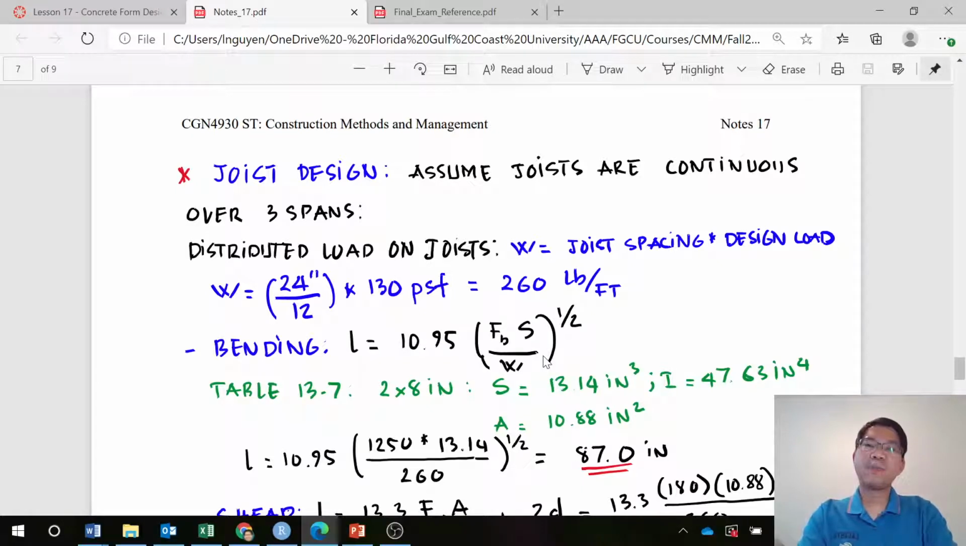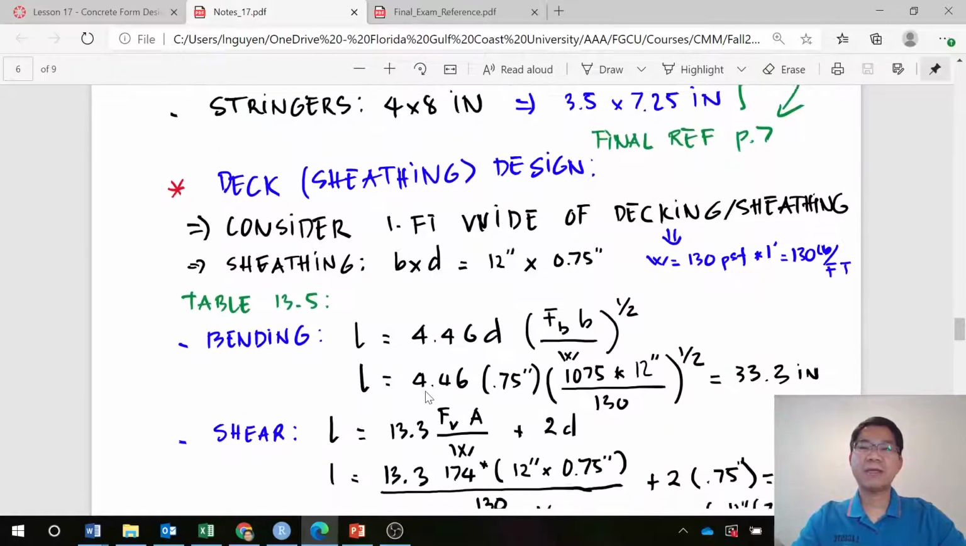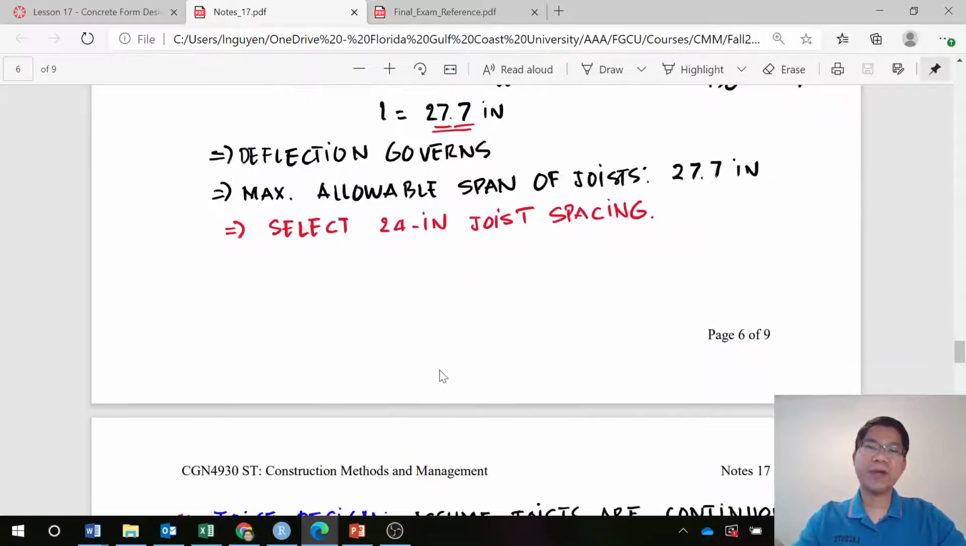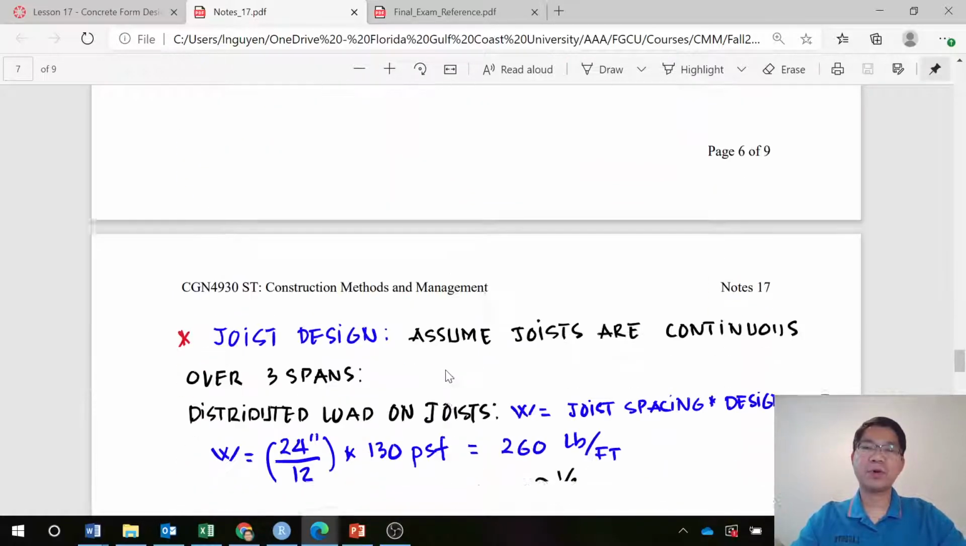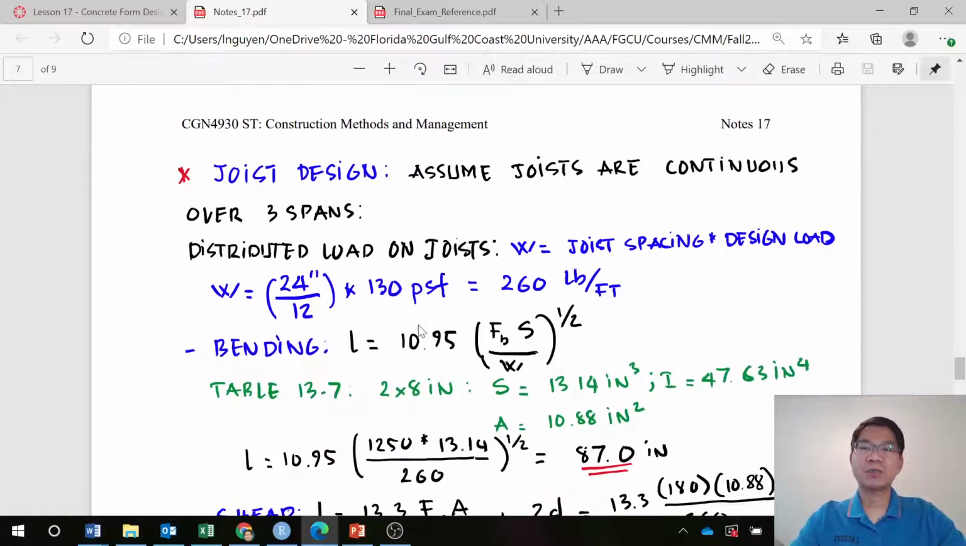In the previous part of the solution, with the videos for this Problem 3, we designed the decking, the sheathing design. We considered bending, shear, and deflection. Because you're familiar with that process, I'm not going to write it down in this video. I just want to walk through the remaining solution for these problems.